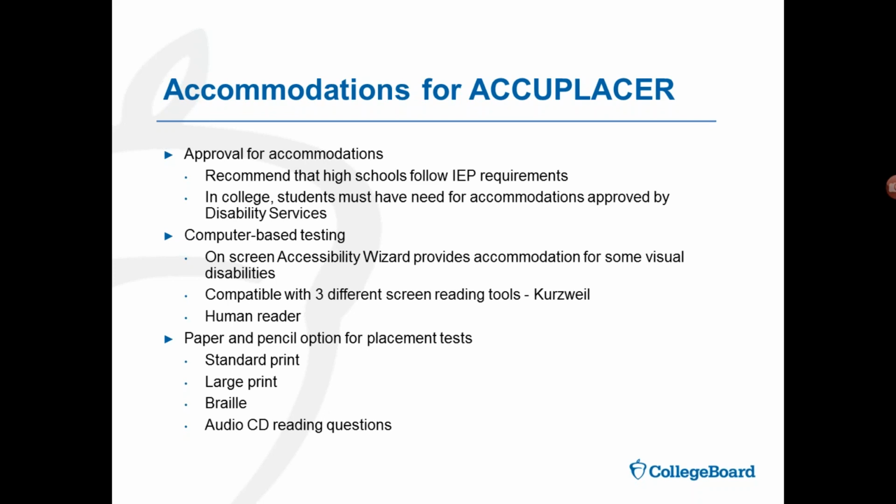reader. The other major kind of disability accommodation we offer is something called Companion, which is our paper and pencil option for the placement tests. We do have a standard print book so that if a student needs a distraction-free environment or has an accommodation that excludes them from using a computer, they can take the standard paper pencil test. We can do this in large print, we can do it in Braille, and we also have an audio CD that will read questions to students rather than having to have a human reader. So we actually overall have a very robust set of disability accommodations, and Kurzweil is one of our primary options. So I'd like to turn it over to Karen to explain Kurzweil.